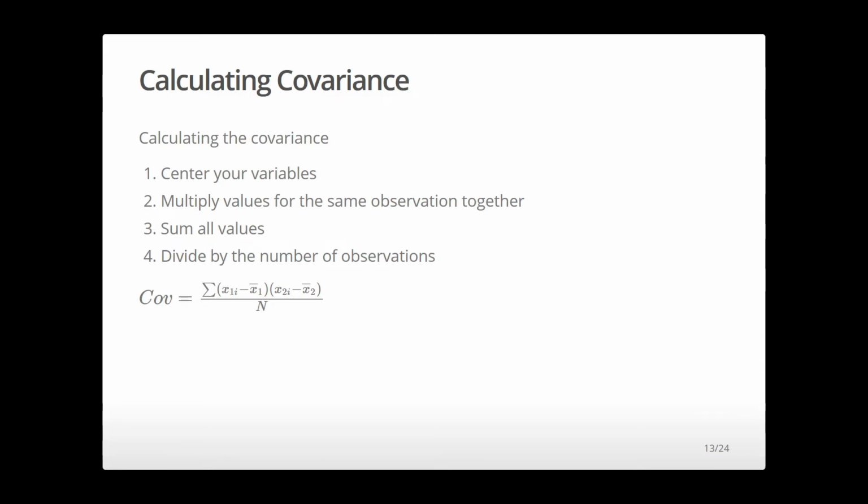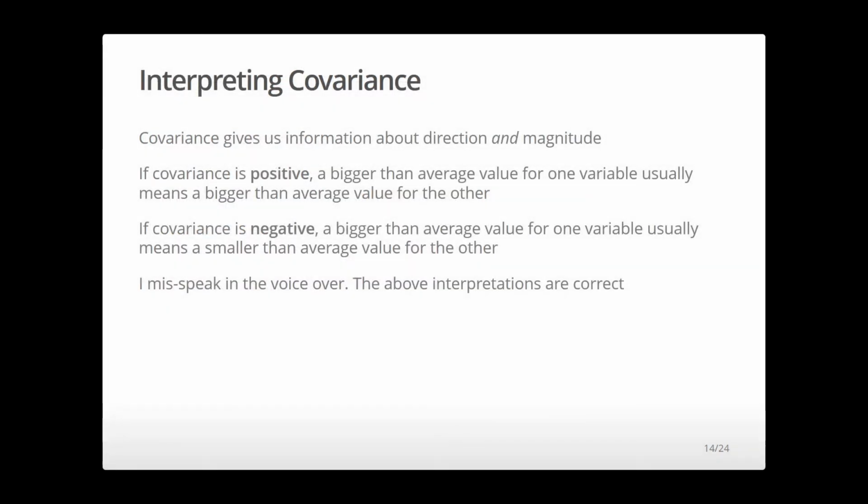Next, we want an operation that will preserve the direction and scale. So why don't we multiply these two numbers together? Now that we've done that for one observation, let's go ahead and do it for all of our observations. And since we're interested in the average relationship for our whole dataset, why don't we sum up all of the values that we get and divide them by the total number of observations, just as we would for the mean. The resulting value is called the covariance, and unlike our quadrant example, it gives us information about not only the direction, but the magnitude of our relationship as well.